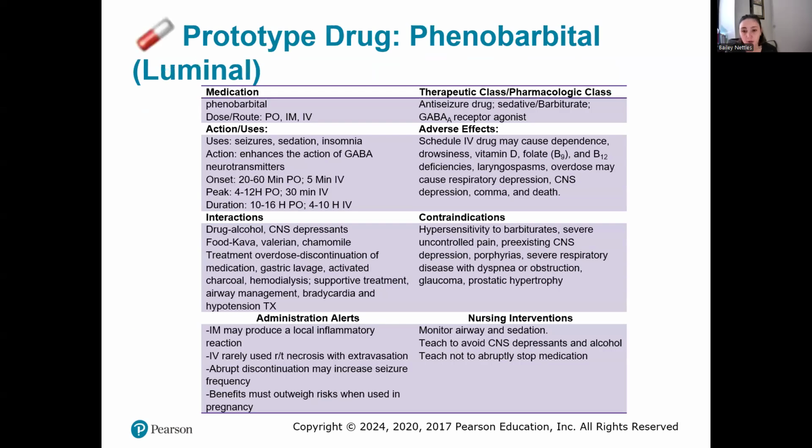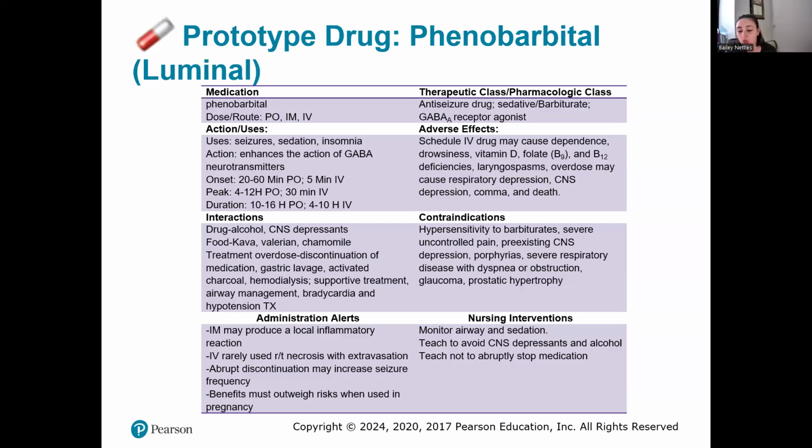So, phenobarbital is a schedule 4 drug. Like we said, there is dependence. With using this long term, you can have vitamin D, B9 or folate, and B12, which I believe is cyanocobalamin, deficiencies. So we have to make sure our patients know they may need supplements. They can have laryngospasms. You can have CNS depression, respiratory depression, coma, and death if you overdose.